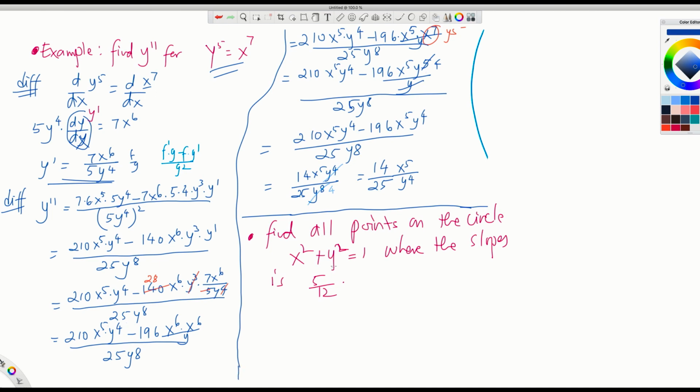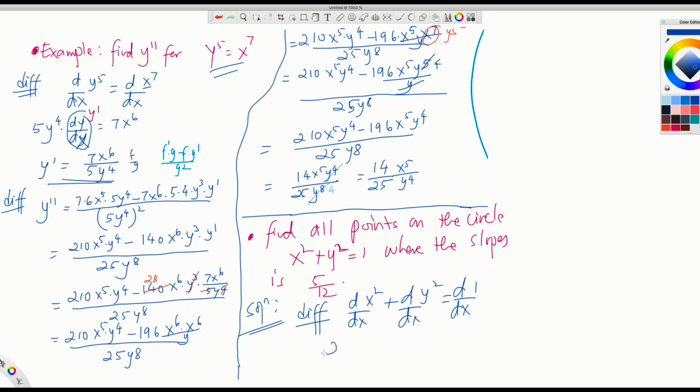So how do I find out? I will find the slope, the derivative, set it equal to 5/12, and then find the point. That's basically what we are doing here. So the solution is basically, we differentiate. When you differentiate, you will write d over dx of x squared plus d over dx of y squared equals d over dx of 1. In the case of implicit differentiation, it is easier if you write the d over dx form instead of the prime.